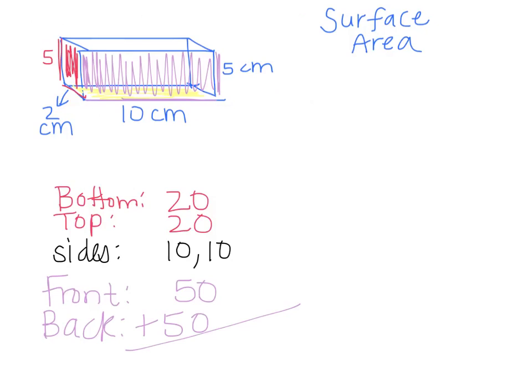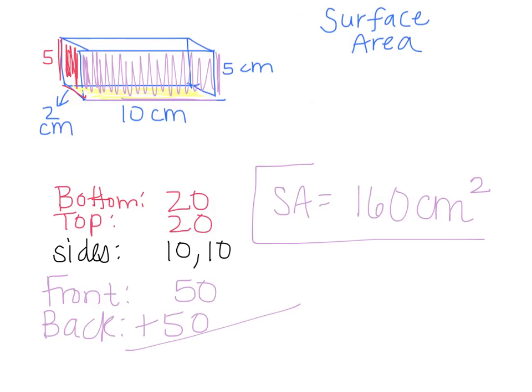So if I add those all up, I have 20 plus 20 plus 10 plus 10 plus 50 plus 50, and I end up with 160. So my surface area is 160 centimeters, and surface area is squared. Okay, so there is my surface area of that rectangular prism.